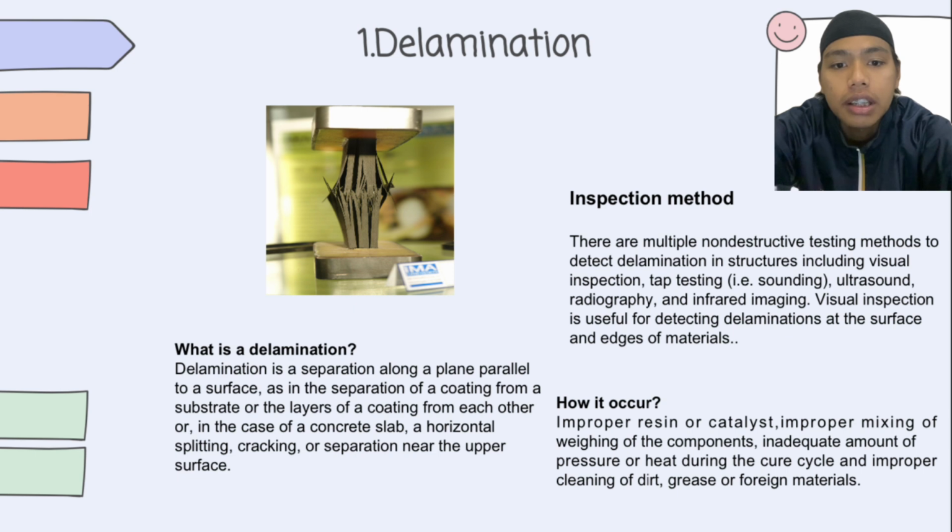For the inspection method to search for delamination, there are multiple non-destructive testing methods to detect delamination in structure, including visual inspection, tap testing, ultrasound, radiography, and infrared imaging. Visual inspection is useful for detecting delamination at the surface and edge of materials. How does it occur? Improper resin or catalyst, improper mixing or weighing of the components, inadequate amount of pressure or heating during the cure cycle, and improper cleaning of dirt, grease or foreign material.